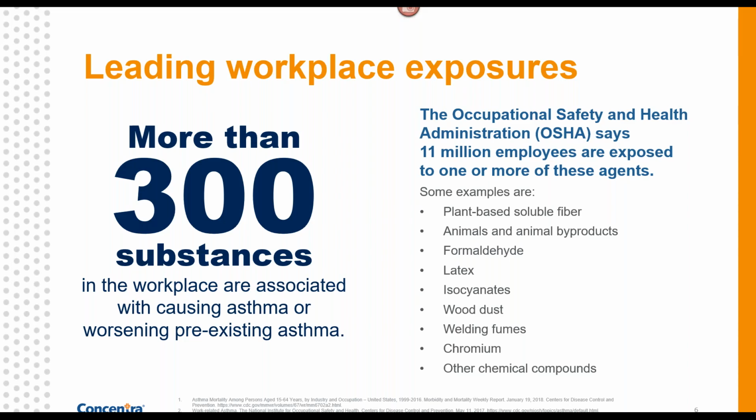The Occupational Safety and Health Administration, OSHA, states that every year about 11 million employees are exposed to one or more of these agents, thereby increasing the incidence of occupational asthma. Some examples of these substances are plant-based soluble fiber, animal and animal byproducts, formaldehyde, latex, isocyanates, wood dust, chemical fumes, chromium, and other chemical compounds, including cleaning supplies.